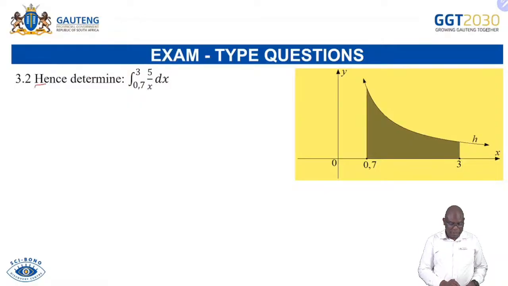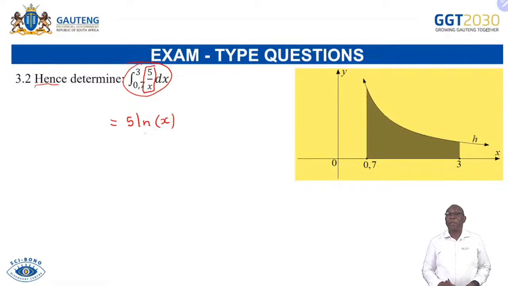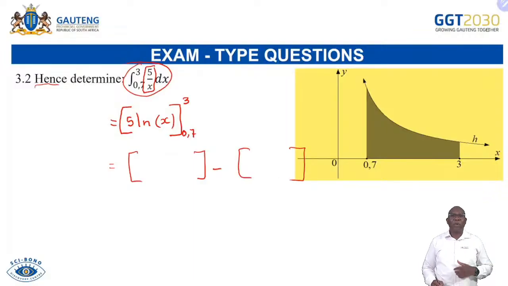Now, hence, determine this. So what is the examiner saying? We already have the integral of that part, because we know the integral of that part was 5 ln x. Now the examiner is saying, please put those big brackets and put a 3 and a 0,7 and get the values. So now we are getting the area. But at least you have that 1 mark from that question because you know how to do that.